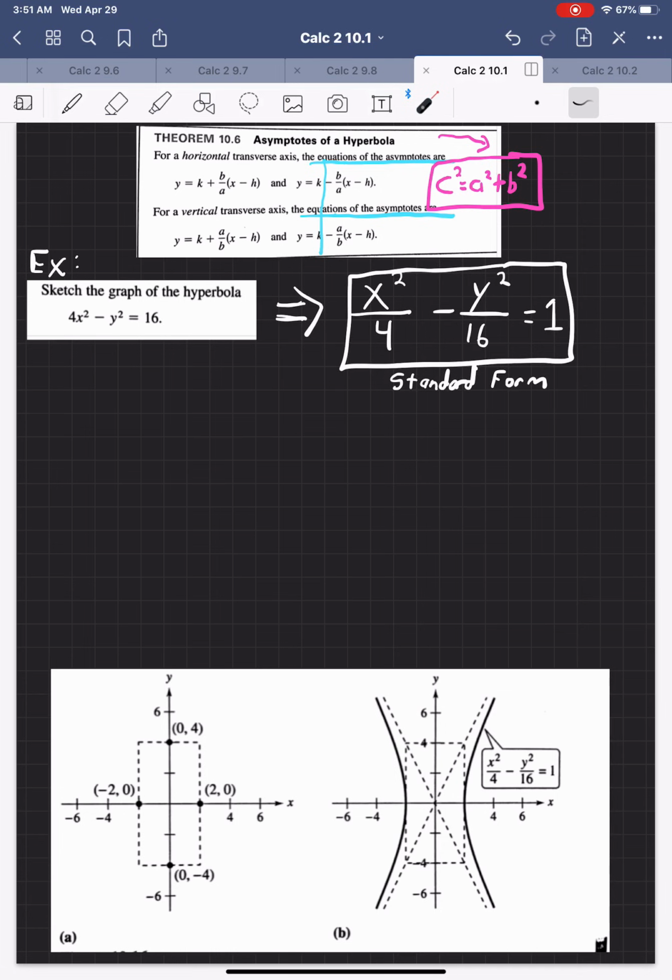Now that we're in standard form, let's identify the vertices, let's identify the focal point, all that stuff. So let's start with the fact that A squared in this case, B squared in this case.